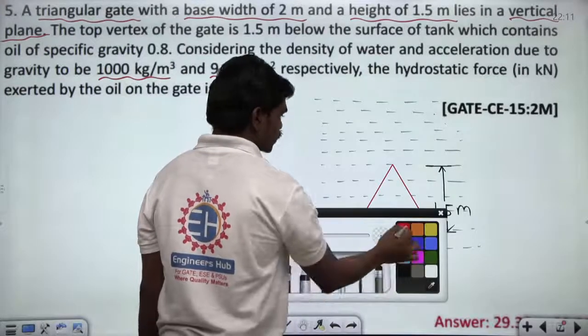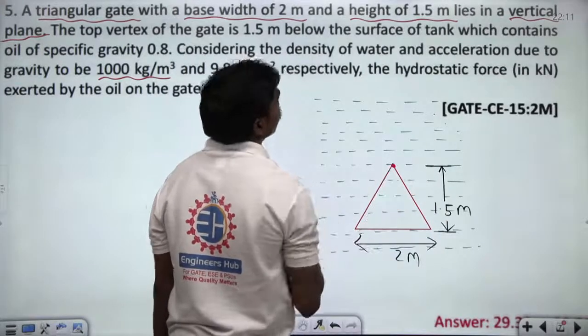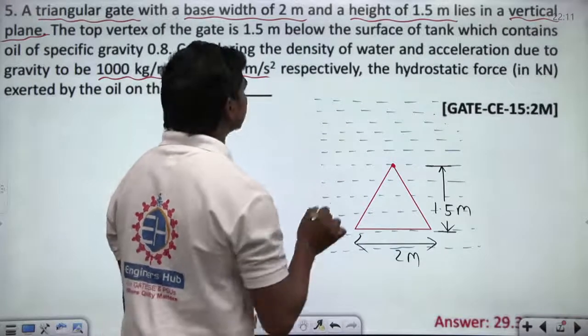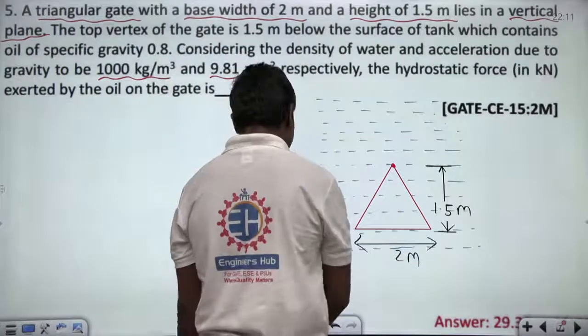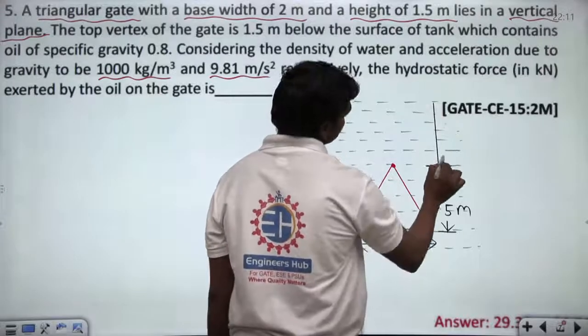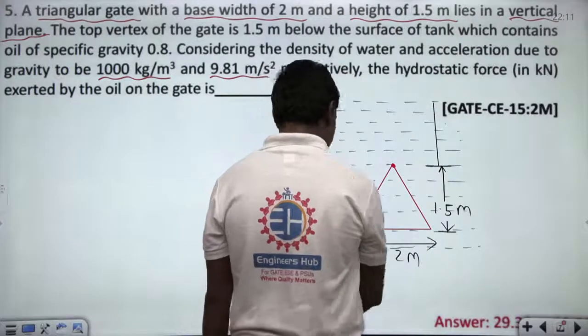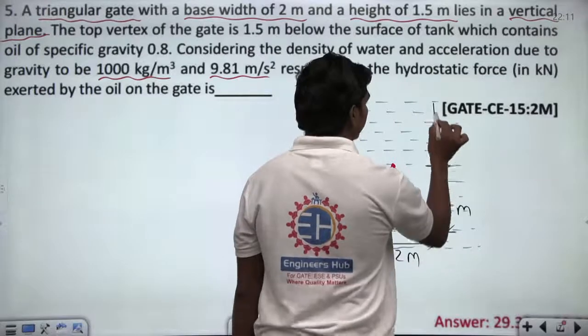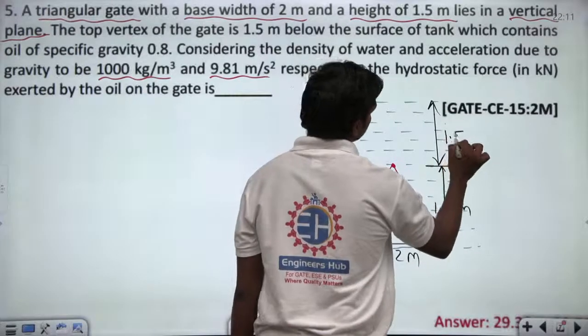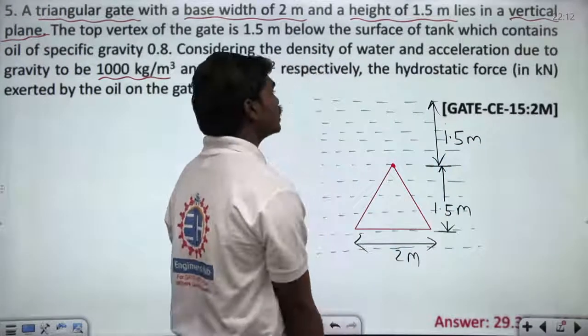What's the meaning of top vertex? This one, the top vertex. The top vertex of the gate is 1.5 meters below the surface of the tank. So it's clearly mentioned this height is also 1.5 meters. Okay, so this height is also 1.5 meters. Fine. If this height is also 1.5 meters, then let us see what's happening.